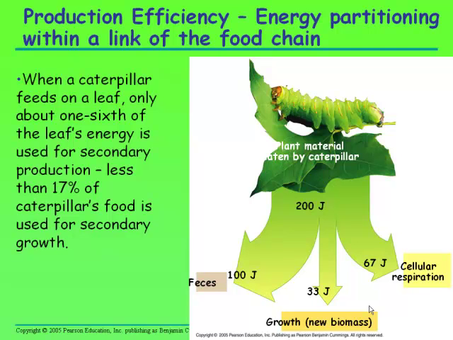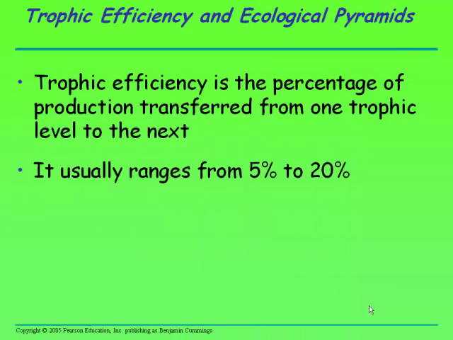So this is producer, primary consumer here. So less than 17% of the caterpillar's food is actually used for secondary production growth. So plant material eaten by a caterpillar. So you can see only by adding the numbers, 17%.